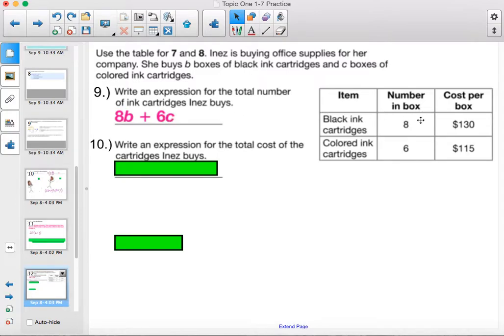In other words, we know how many black ink cartridges we are getting. Okay, we're getting 8 of them, and we know how many colored cartridges we are getting. And we wrote an expression for the total number of ink cartridges altogether. Okay, so we have that going for us right there.